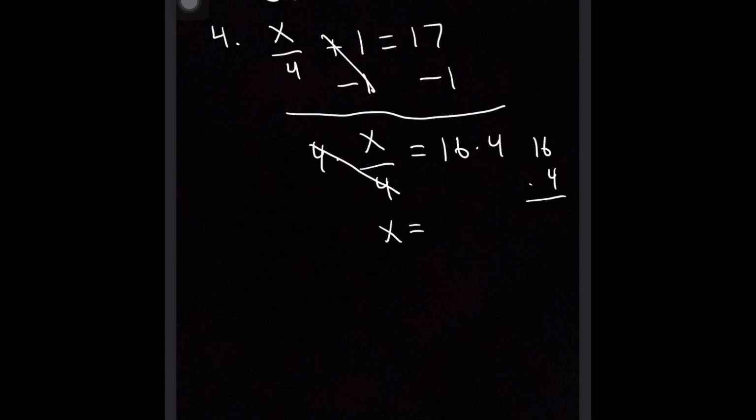And you may have a calculator that you can use. And so 6 times 4 is 24. And then 4 times 1 is 4. 4 plus 2 is 6. And so our answer is going to be x equals 64. And so with solving for x, always remember that you want to get x by itself to then figure out what the value of x is.